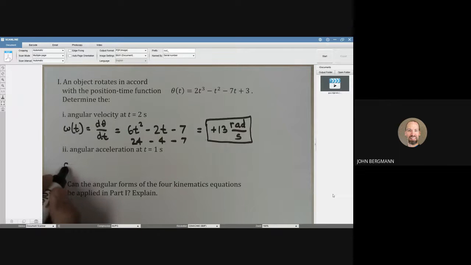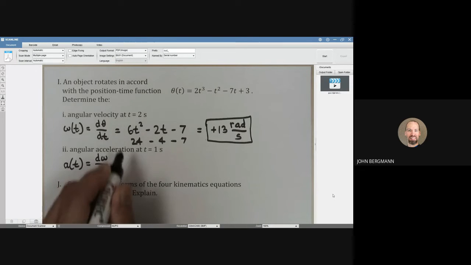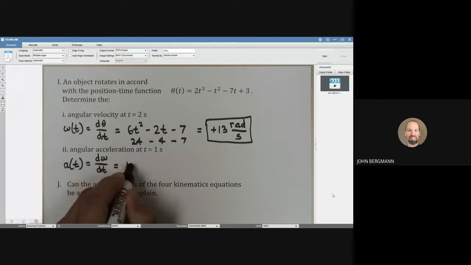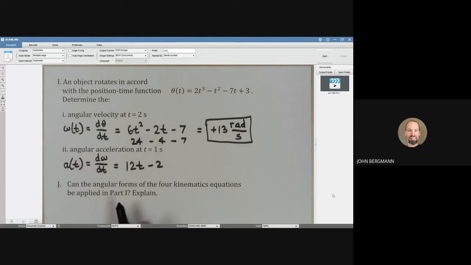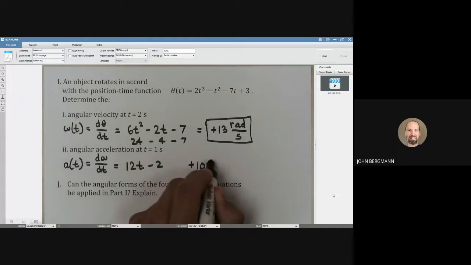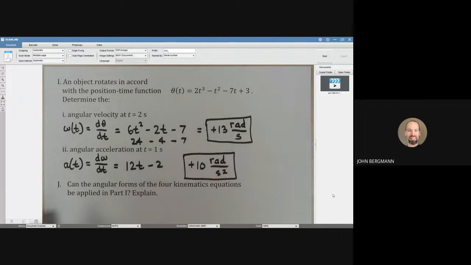The angular acceleration is the time derivative of the angular velocity. So let's differentiate that. Power down. 12t minus 2. At 1 second, what's going to be the angular acceleration? Let's put a 1 in here. 12 minus 2, positive 10. What's the unit for angular acceleration? Not meters per second squared, but radians per second squared.